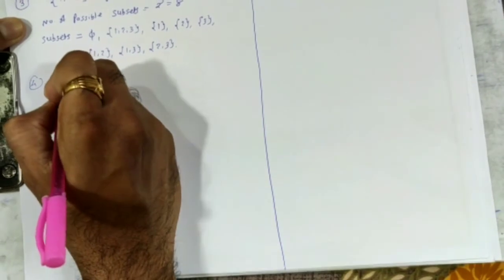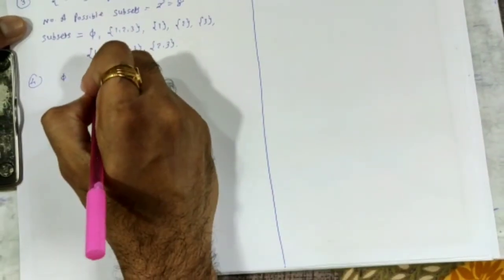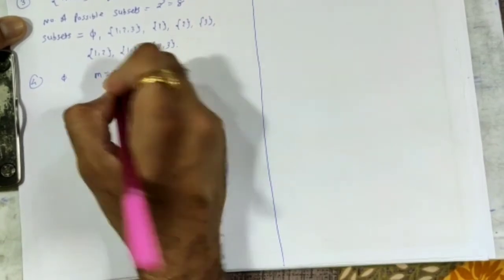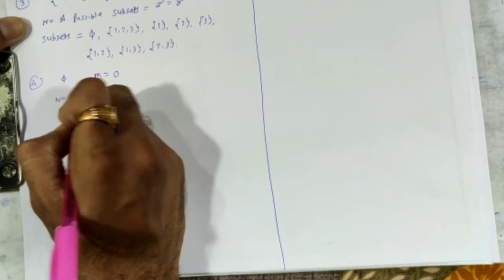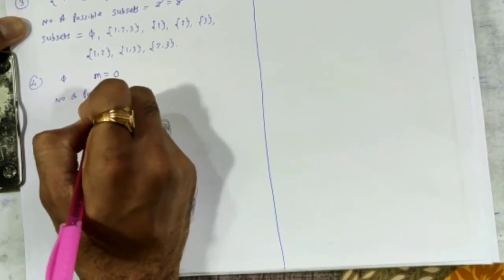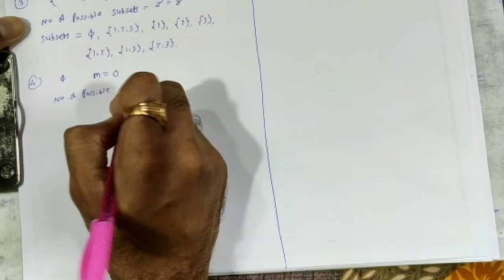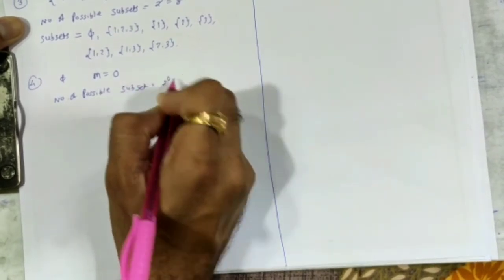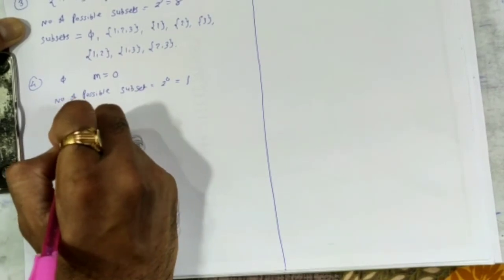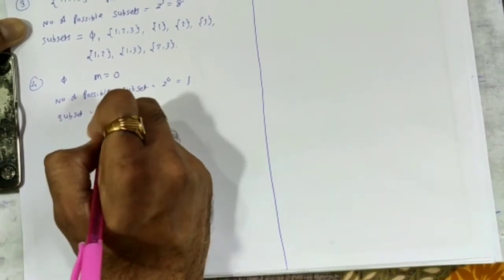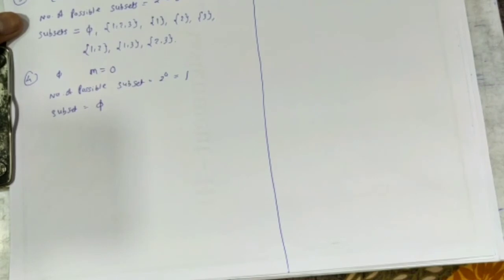Fourth one, 5. What is the meaning of 5? Empty set. Empty set matlab how many elements are there? 0. So number of possible subset कितने होंगे? 2 raised to 0, 1 ही होगा, और वो 1 कौन सा होगा? Set itself. So it's a 5. Clear?